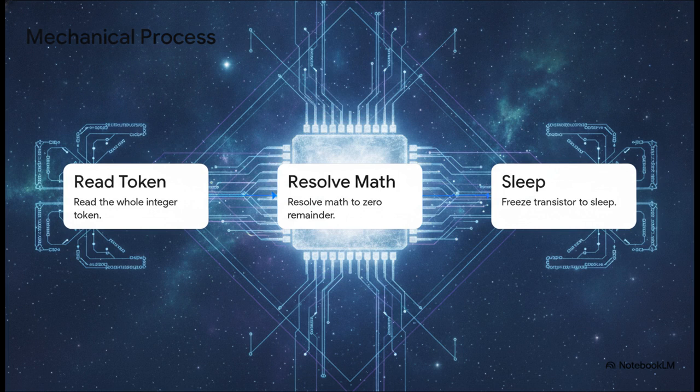Step 1. The chip reads the whole integer token. Step 2. It resolves the math. And because it's using those whole numbers like 333 over 999, it simplifies perfectly with an exact zero remainder. Then, step 3, the very millisecond the work is done, the silicon transistor gate snaps shut and freezes into absolute sleep. It generates zero idle heat because it's never left hanging, endlessly waiting for a decimal to resolve.